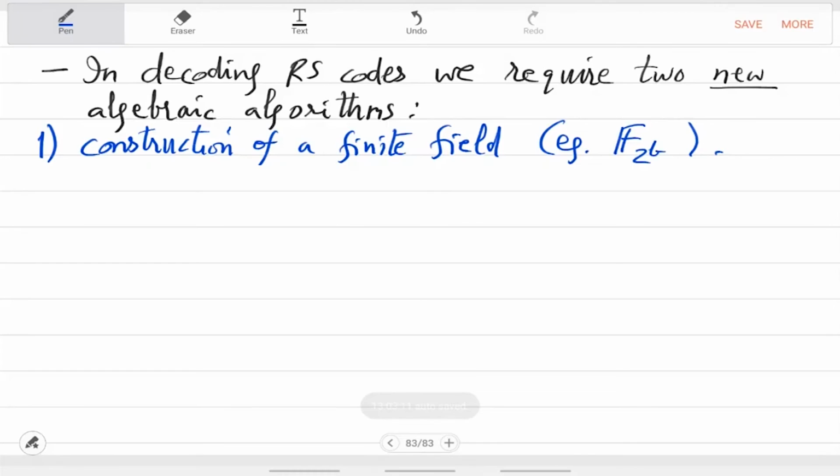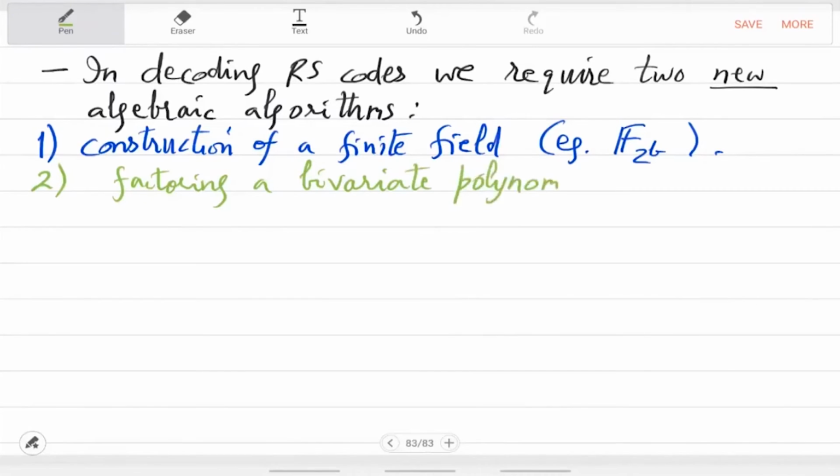That's the first problem. The second problem that has arisen is a much bigger problem, which is factoring a bivariate polynomial. In fact, if you think about it, given a bivariate polynomial, you currently don't have any idea how to check whether it's reducible or irreducible. Forget about factorization. Even for a bivariate, how do you check its irreducibility? That seems to be a very challenging question. So we'll solve all those problems at a later point.